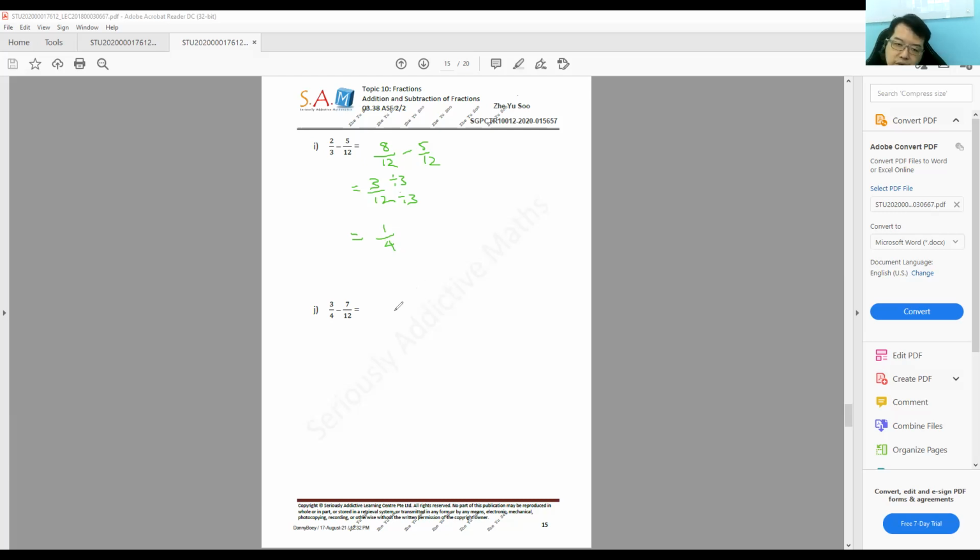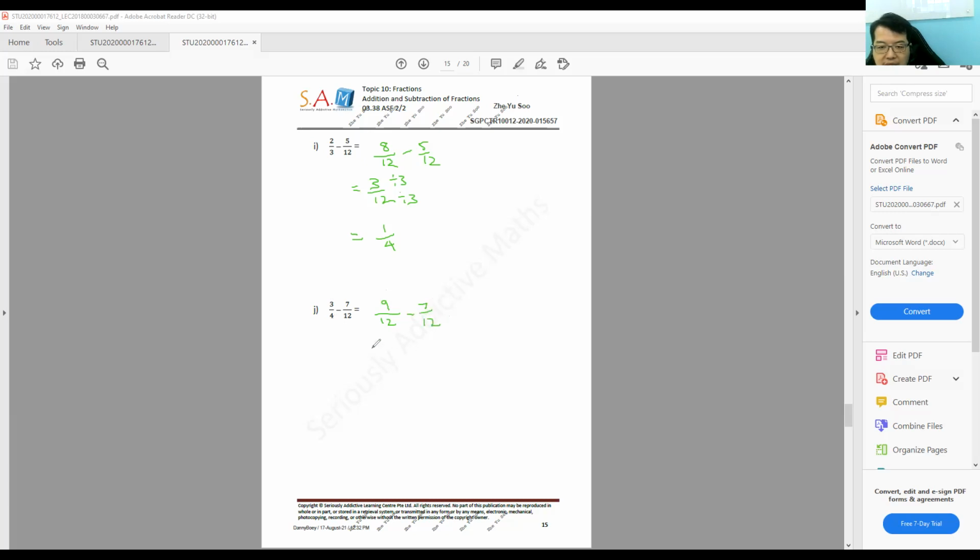Okay, now let me take you through J to show you and to see whether you've got the answer correct. J is 3 out of 4 minus 7 out of 12. So we want a common denominator of 12. How do you convert 3/4 into a fraction with a denominator of 12? 4 times 3 equals 12, 3 times 3 equals 9. So 3/4 is the same as 9 out of 12.